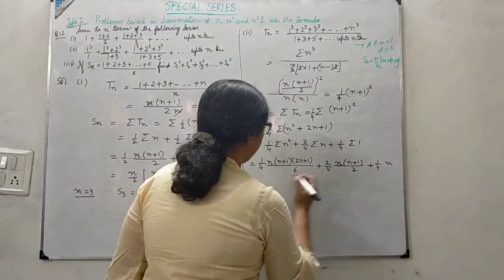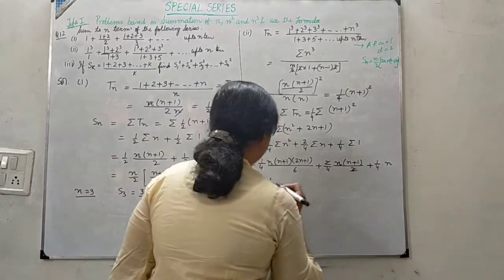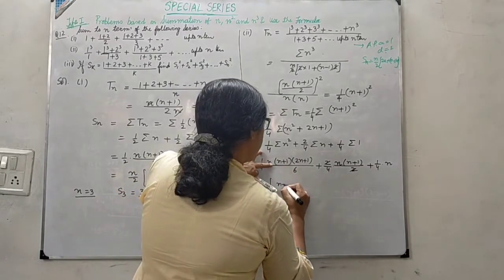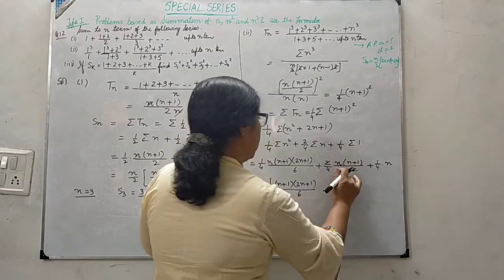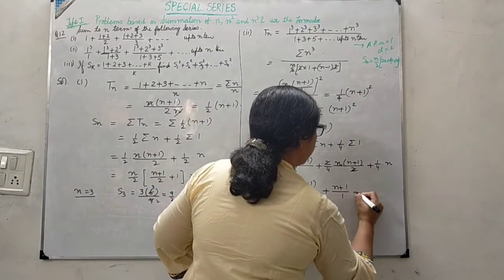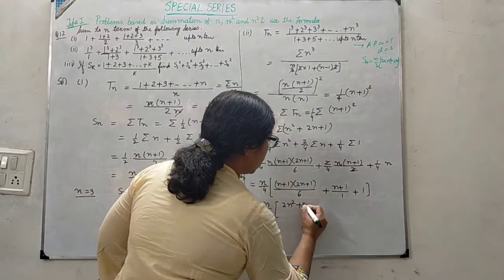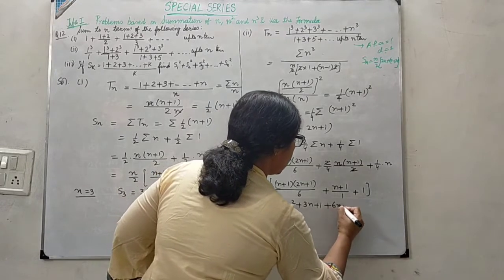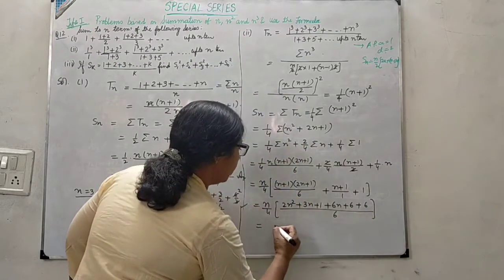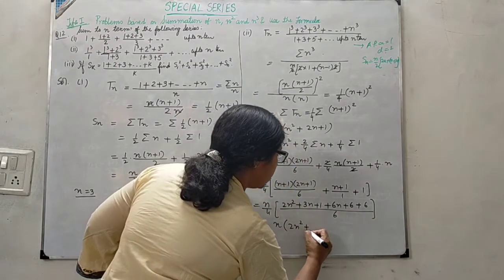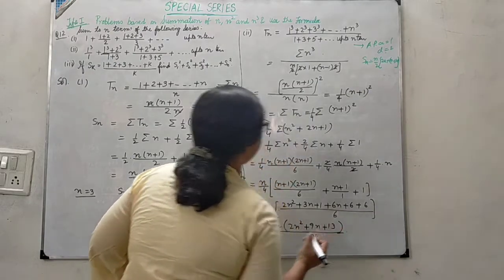Now further, if I want to simplify, this n by 4 is coming common. So we are left with n plus 1 into 2n plus 1 by 6 plus n plus 1 by 1 plus 1. So we have here 2n square plus 3n plus 1 plus 6n plus 6 plus 6 upon 6. By taking LCM, this is n into 2n square plus 9n plus 13 by 24. You can always verify your answer.